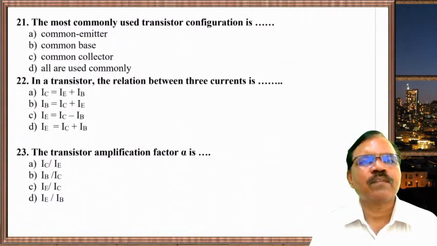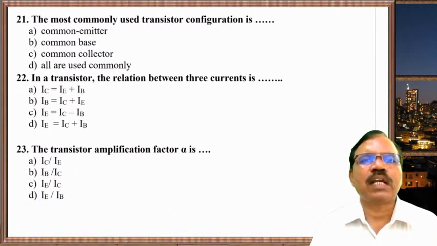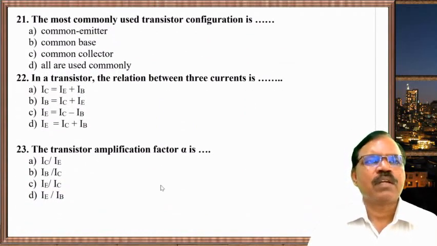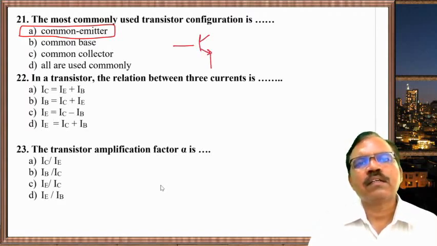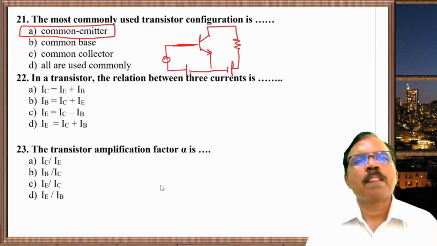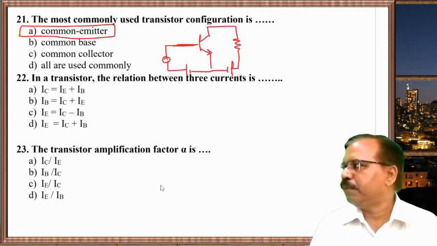Now next one, the most commonly used transistor configuration is the common emitter configuration, in which the emitter is common between base and emitter.